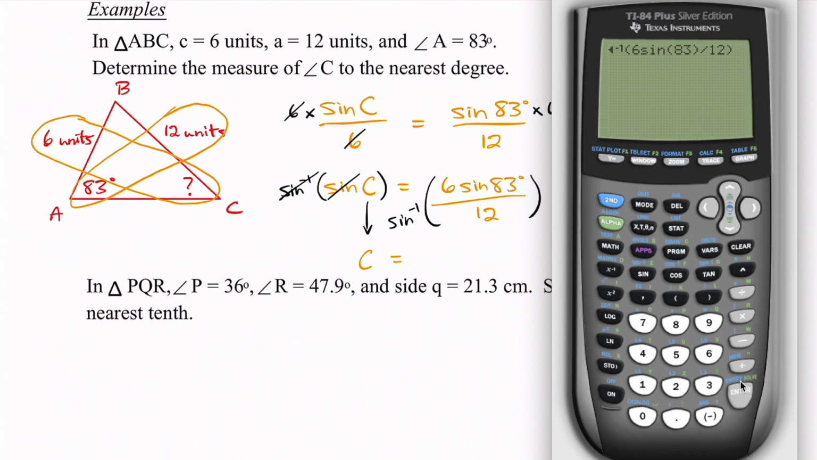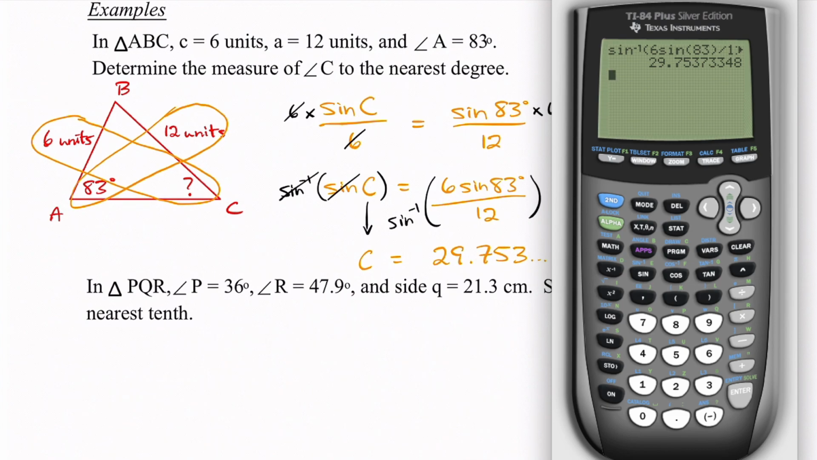Okay, and then before we click enter, make sure you're in degree mode. So go into mode, go over, make sure it's on degree, and get out of there. Okay, and I can click enter. So I get 29.753.